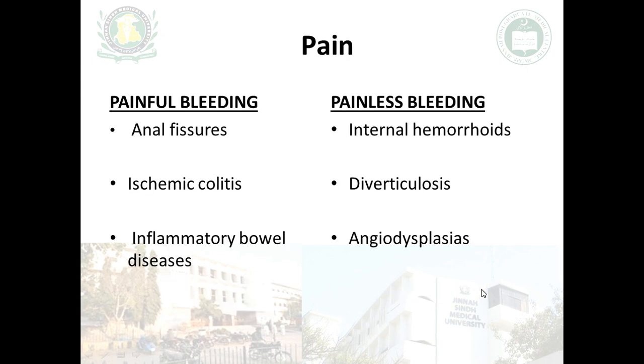If we consider the symptom of pain in the history, most of the time painful bleeding is due to anal fissures, ischemic colitis, or inflammatory bowel disease. These patients have lower abdominal pain, they can have fever, and they have more symptoms as compared to hemorrhoid patients. Painless bleeding is usually present in internal hemorrhoids, diverticulosis, and angiodysplasias. These are the conditions in which the patient will bleed, but there will be no pain on defecation and no abdominal pain.